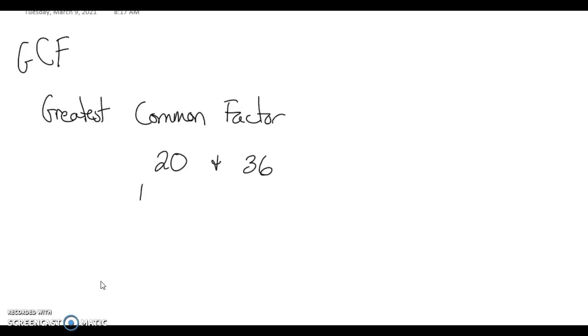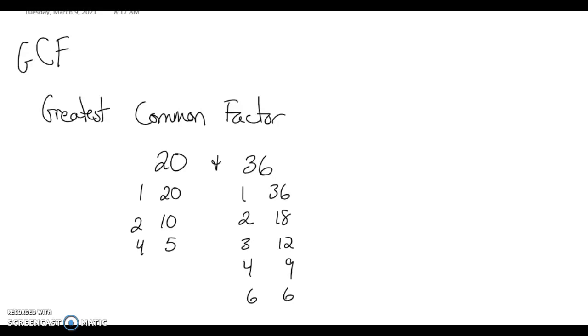Well, the factors of 20 are 1 times 20, so numbers that multiply to get to 20, 2 times 10, and 4 times 5. So think about the factors of 36. 1 times 36, 2 times 18, 3 times 12, 4 times 9, and 6 times 6. So those are all the factors of 36. The greatest common factor just means the largest one they have in common. So both of these have a factor of 4. They also both have a factor of 2, but you want the greatest one. So the greatest common factor is 4.